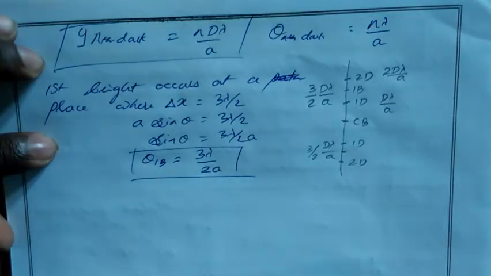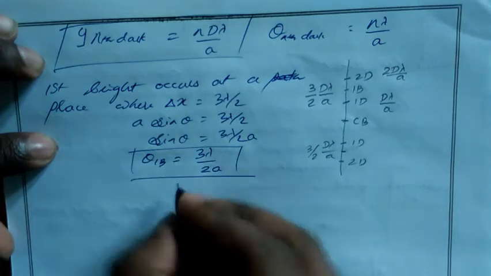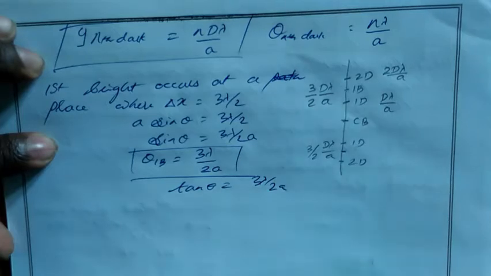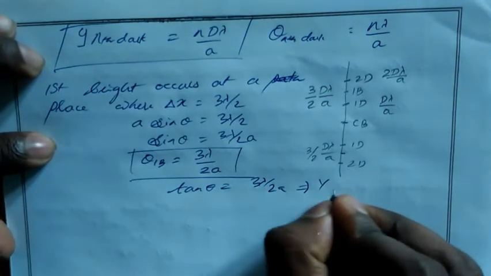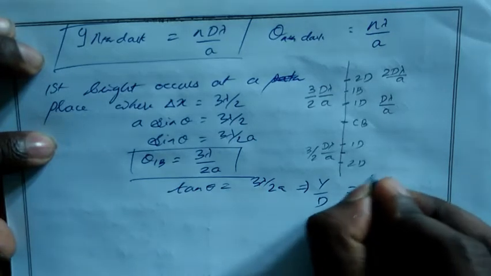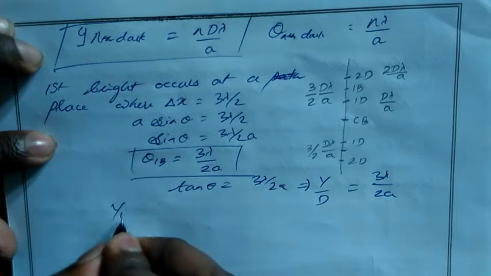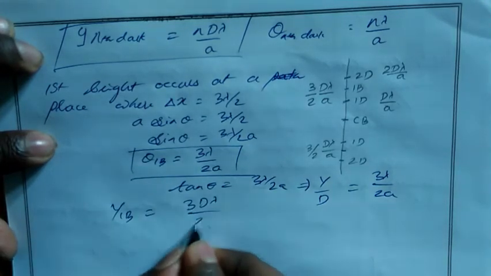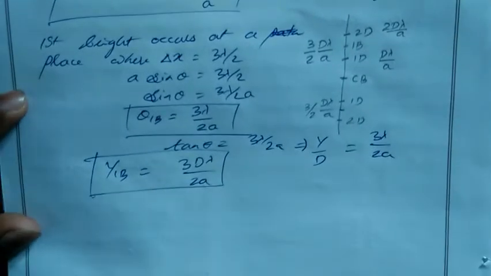Again, theta is very small, so we take sin theta as tan theta. So tan theta equals 3 lambda by 2a. Then tan theta is y by d, equal to 3 lambda by 2a. From this, y first bright will be 3d lambda by 2a. So this is the distance for the first bright, 3d lambda by 2a.